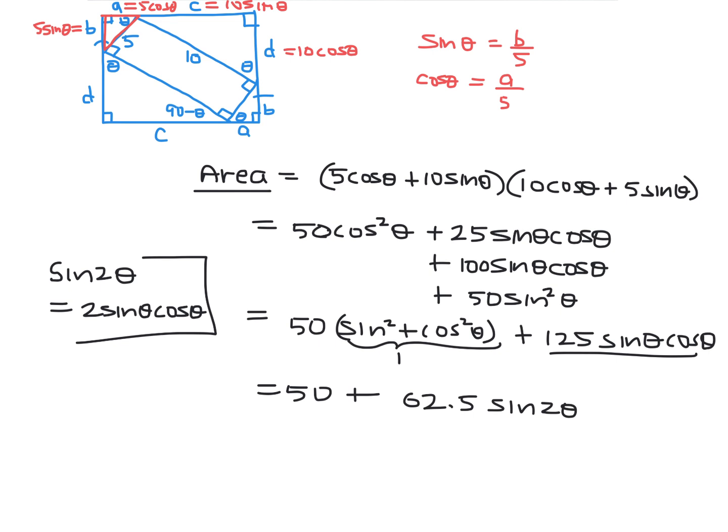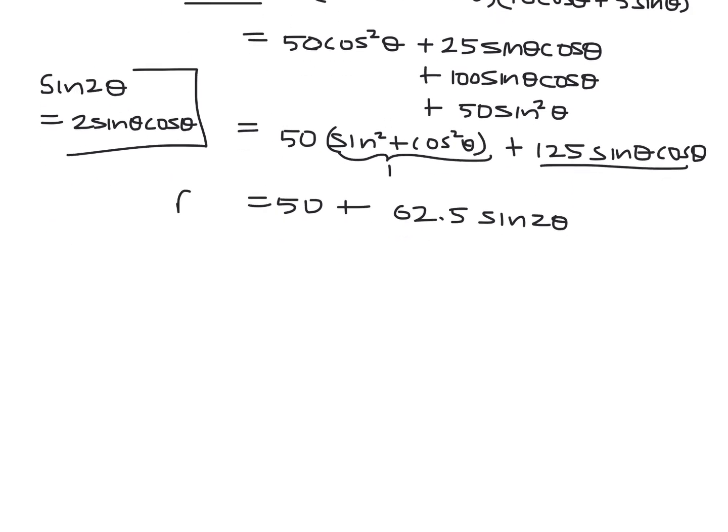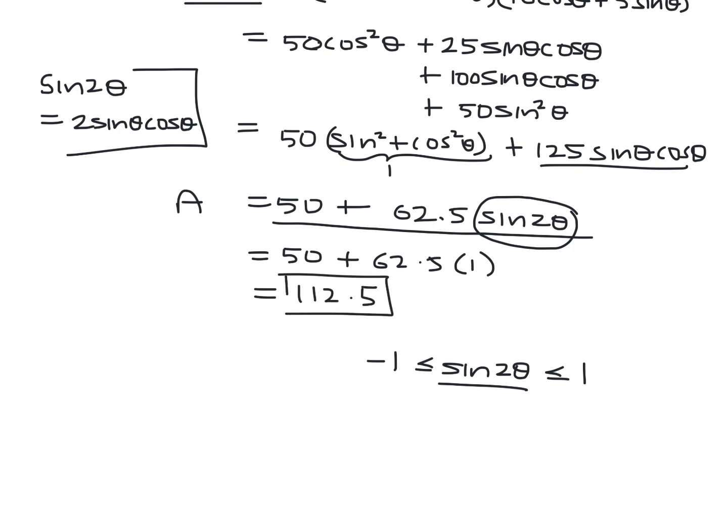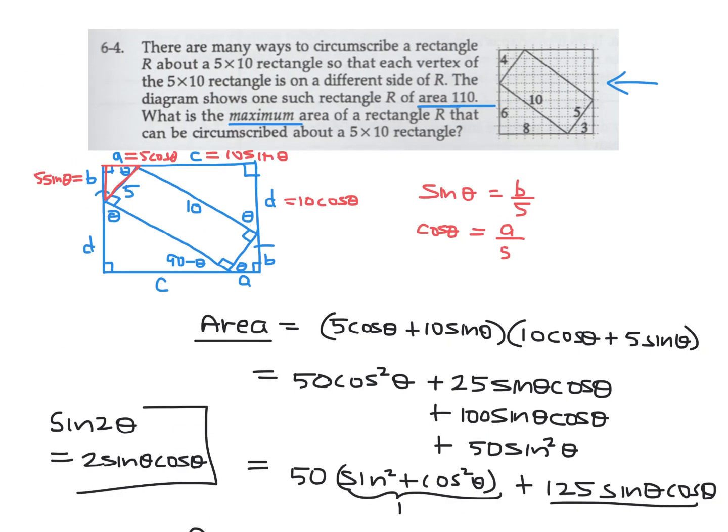Yes. Okay, so we're trying to maximize this. So to maximize this, we have to obviously concentrate on this guy. Everything else is already a number. So the sine of 2 theta, or the sine of anything, is between -1 and 1. So the maximum value of sine 2 theta is 1. So to just put that in. There you go, 112.5.